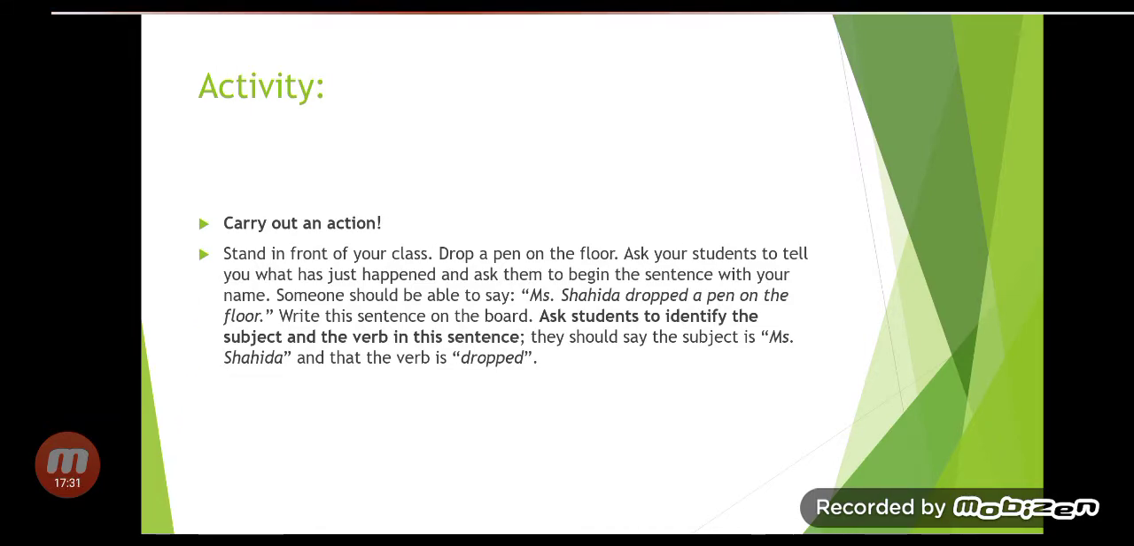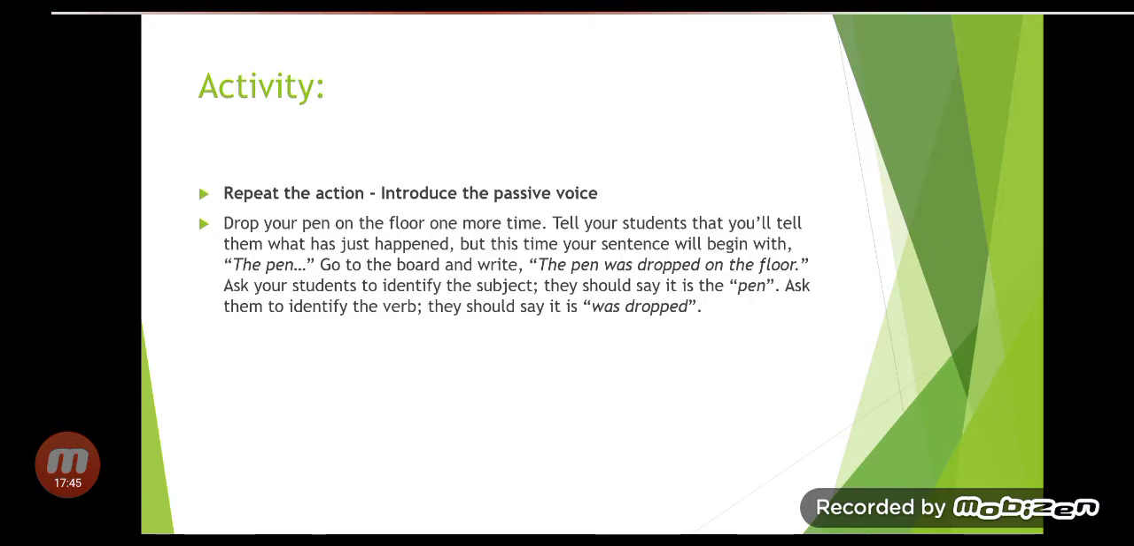Then you have to write it on the board, and you will have to ask the students to identify the subject and the verb in the sentence. And they should say it, that Miss Shahida is the subject and the verb is what? It is dropped. Then you have to repeat the action.